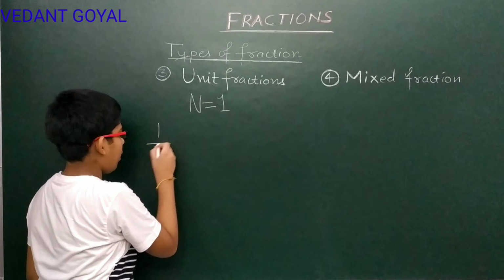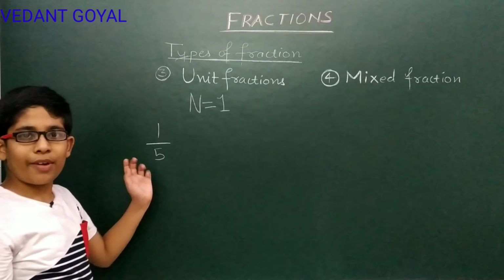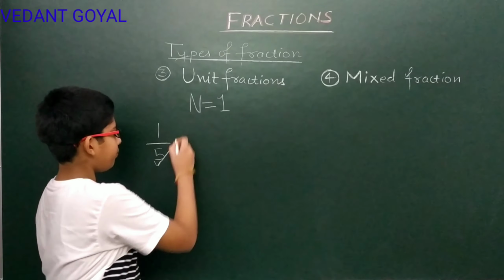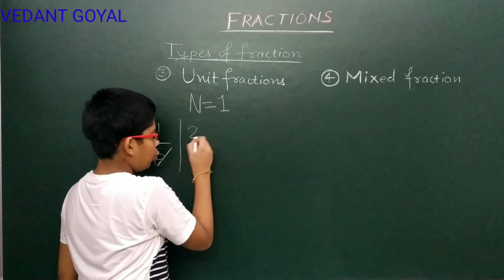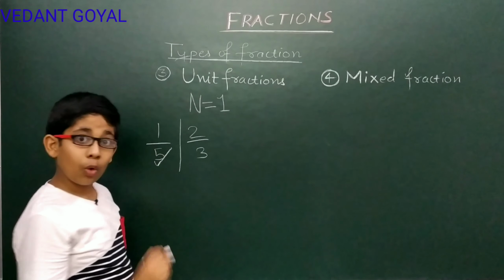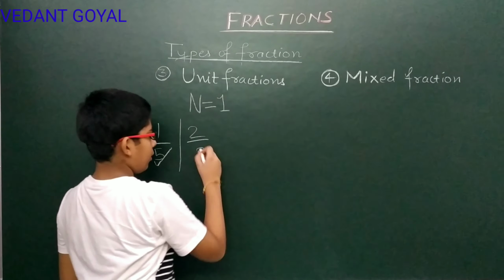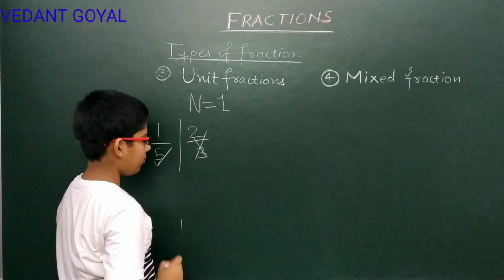Let's take 1 by 5. It is very easy. Numerator is 1. So it is a unit fraction. 2 by 3. No, because the numerator is not 1. So this is not a unit fraction.